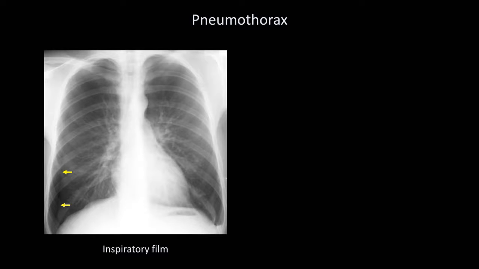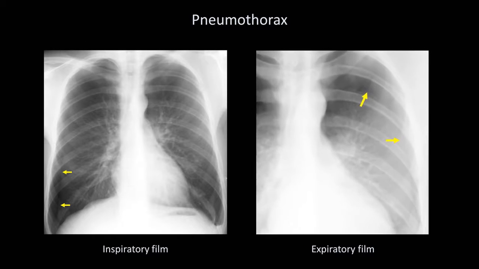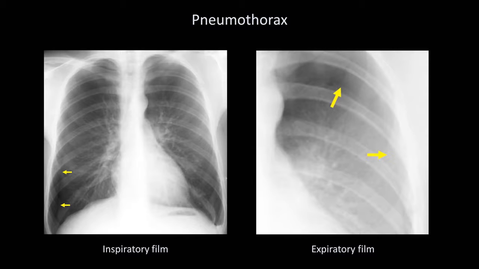Also, on expiration, the lung parenchyma becomes more crowded and thus wider on an X-ray, increasing the contrast between the lung and pleural air. And here's the expiratory film. The pneumothorax is much easier to see. And in fact, if we look closely, we can actually see another pneumothorax on the opposite side, which was not clearly evident on inspiration.